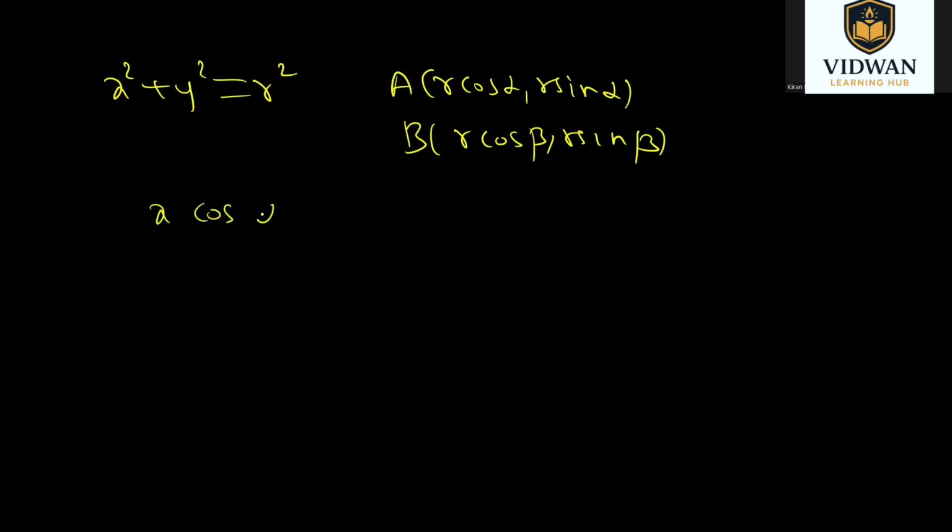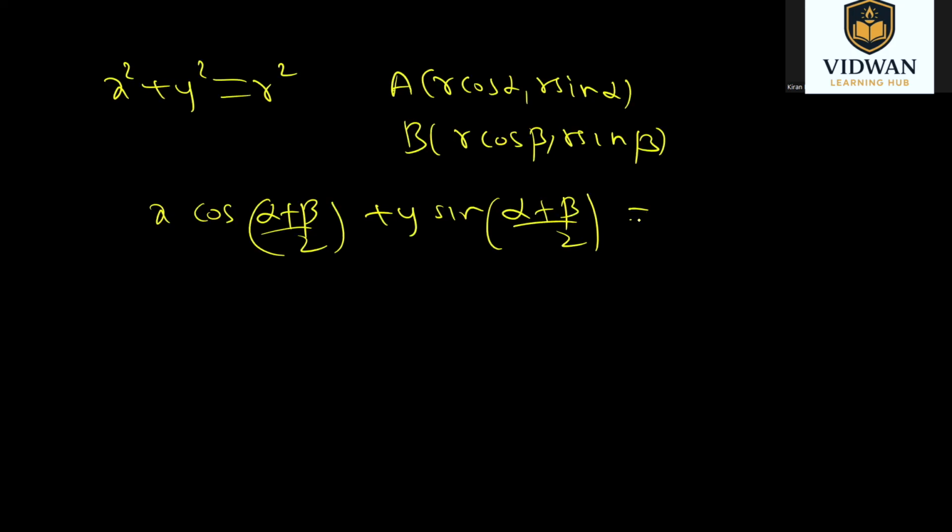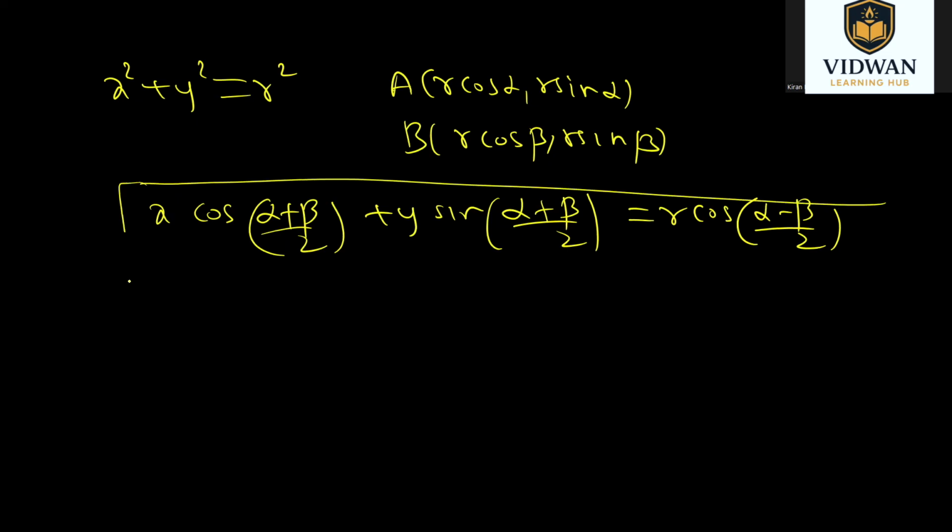It will be x cos((α + β)/2) + y sin((α + β)/2) = r cos((α − β)/2). So this derivation you can skip again. When you apply the 2-point form for A and B and simplify using some trigonometric transformation formulas, you get this as the answer. You need to remember this. This is the formula for the chord joining 2 points for this circle.